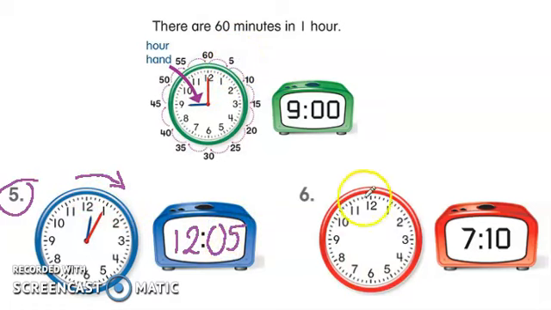I want you to try number 6. Let's work it. You can work it. Pause the video and try it on your own. What you're going to do is you're going to place the hour hand and the minute hand where you think they should go. So go ahead. Now I'm going to do it with you.